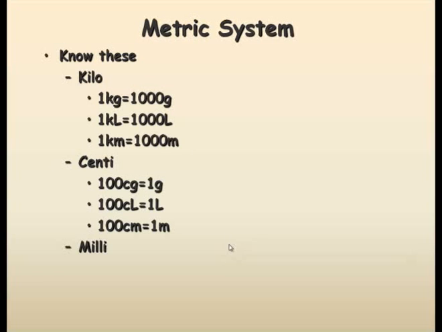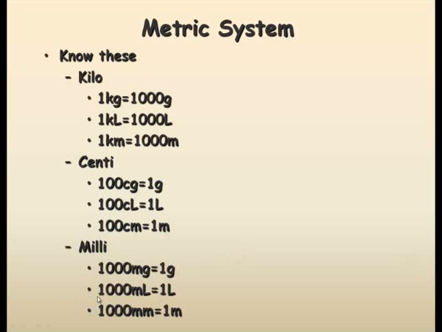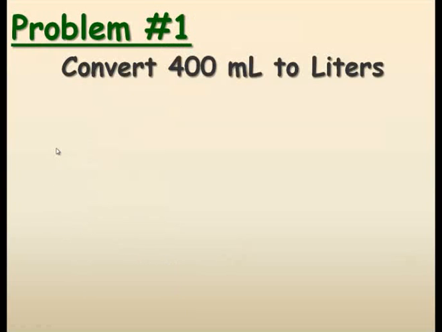The milli is 1 more order of magnitude smaller than the centi. So where I had 100 centigrams is 1 gram, now it's 1,000 milligrams is 1 gram, 1,000 milliliters is 1 liter, and 1,000 millimeters is 1 meter. So you have to know these. You won't get these on a test. You'll have to memorize them.